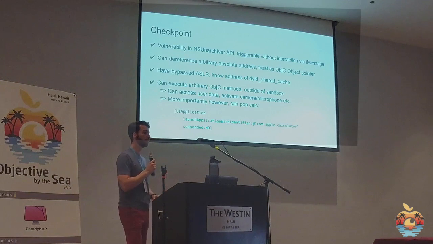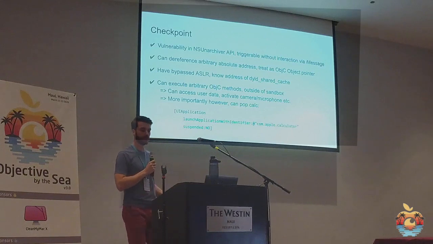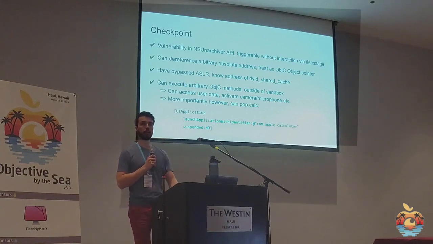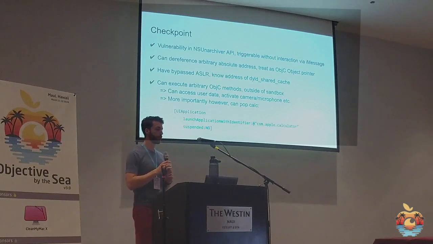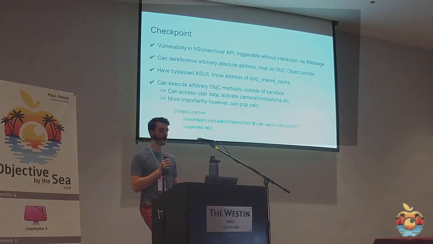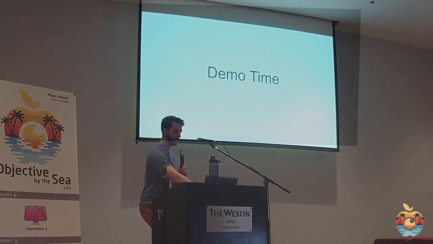Okay, this is where we are, pretty much done now. We have bypassed ASLR, we have a way to deal with PAC by chaining these Objective-C method calls together. And at the end, we end up with a controlled call to this launchApplicationWithIdentifier. Of course, we could do other things, but for demo purposes, this is of course what you do. So let me try to set up my demo.